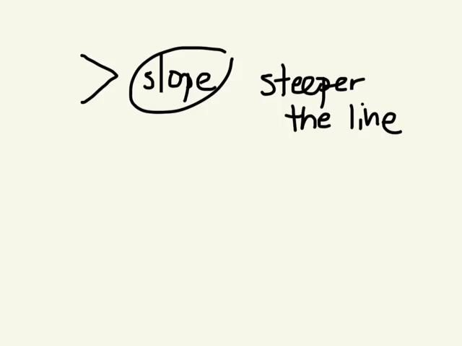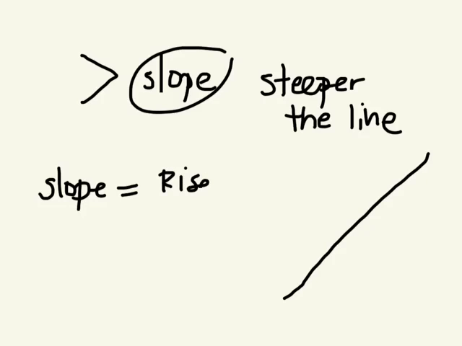Okay, and I'll show you a couple of different ways that you can calculate slope. Slope refers to, okay, so let's say this is my line. It refers to the rise of the line, which is the vertical distance, right? This is how the line is rising, over the run, which is the horizontal distance. Okay, so slope is rise divided by run.